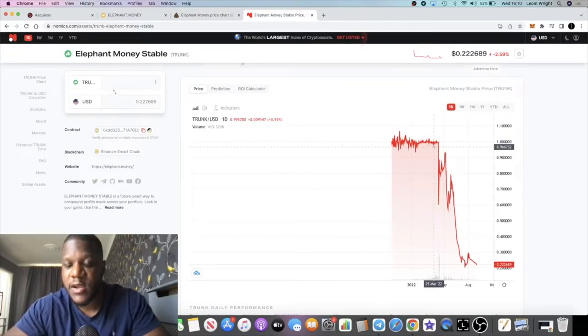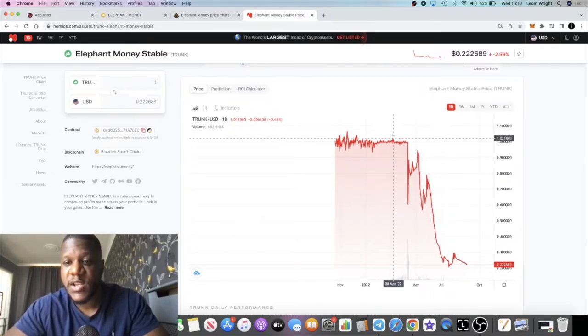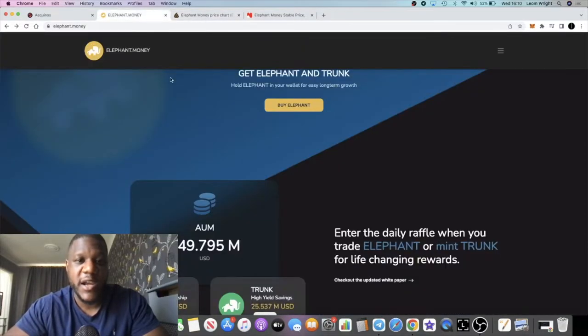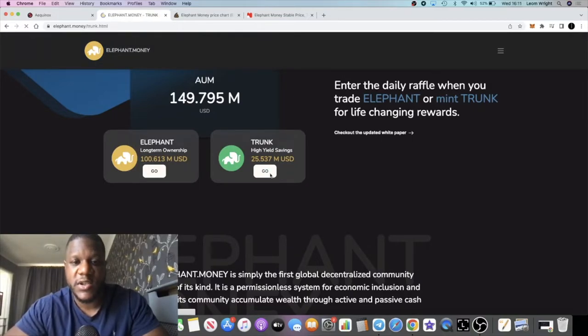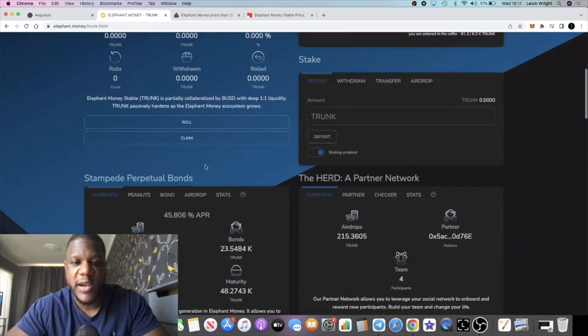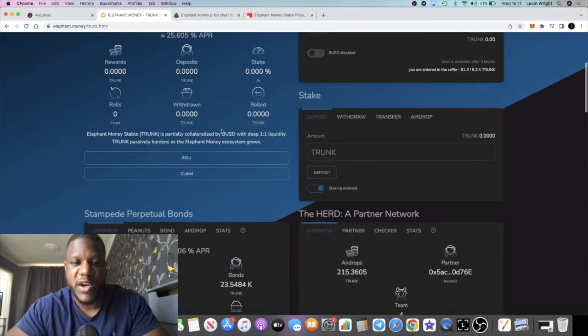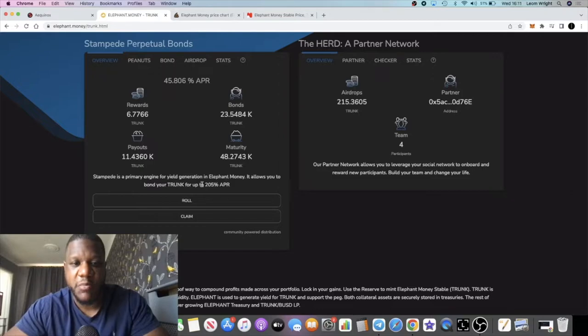If it does go back to peg, which the developer believes it is going to, and he has a plan to do that, you're going to be in a good position. What you can do is buy the Trunk token, bring it over to the staking, and stake the Trunk tokens in here. You can get 25% APR, which is dynamic and rises and falls with the price of the peg. Then you have a Stampede, which pays you a higher APR, up to 205%. When I first staked in Stampede, I was getting up to 205% APR.